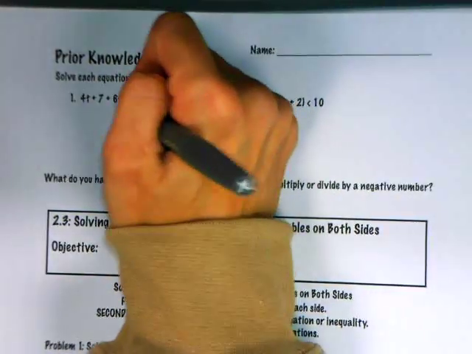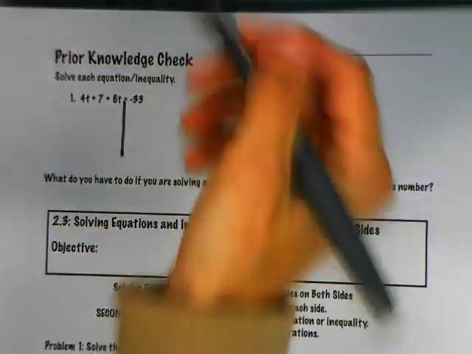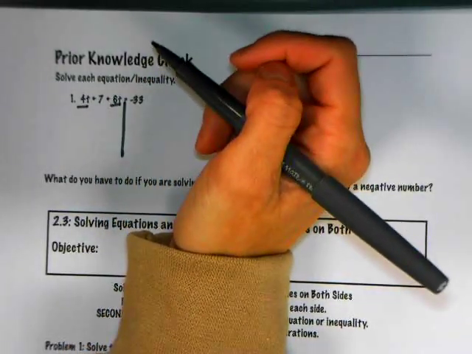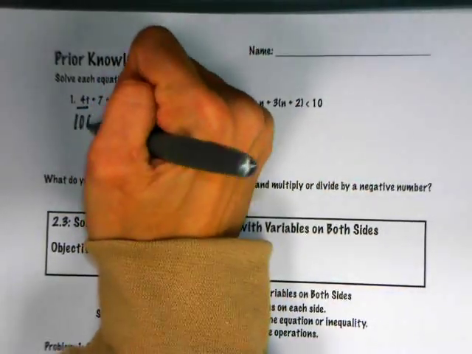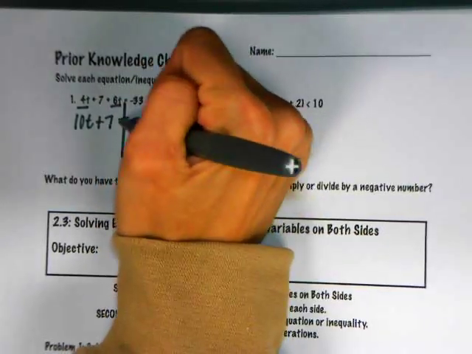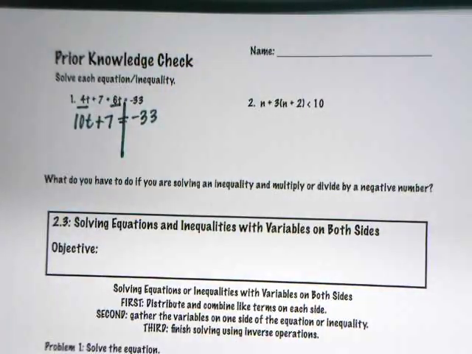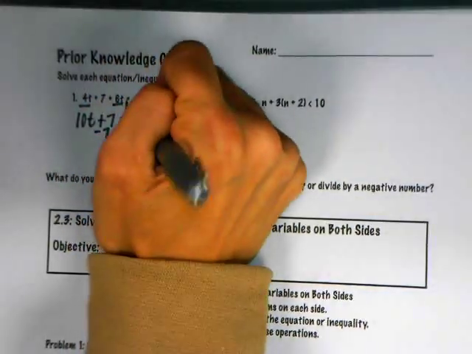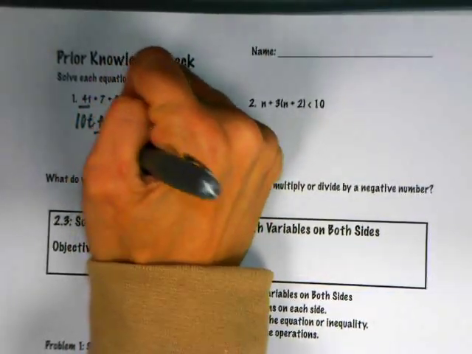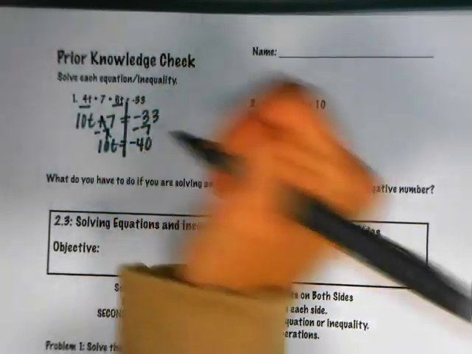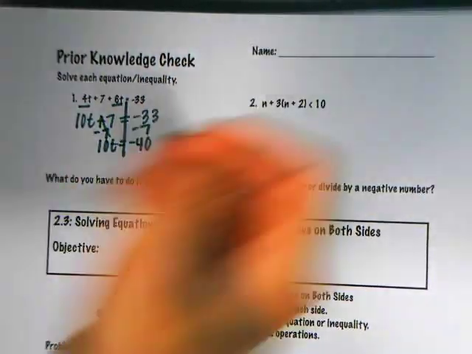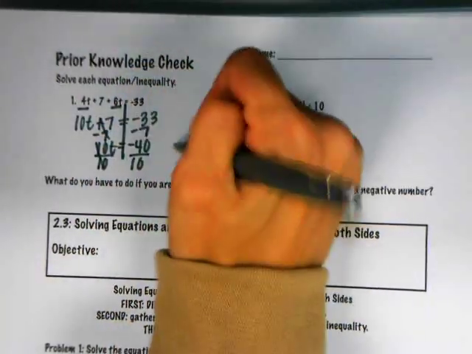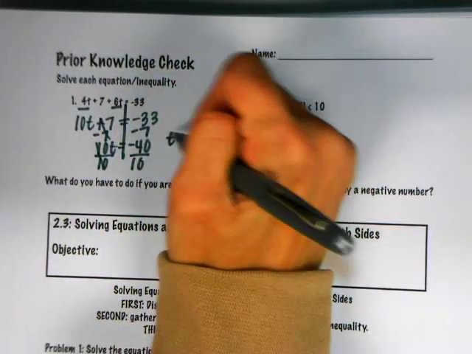On this first one, you have some simplifying to do on the left. So what's 4t and 6t? Yep, 10t. Yep, and then minus 7. 10t equals negative 40. And then what? Okay, divide by 10. So you should get t equals negative 4.